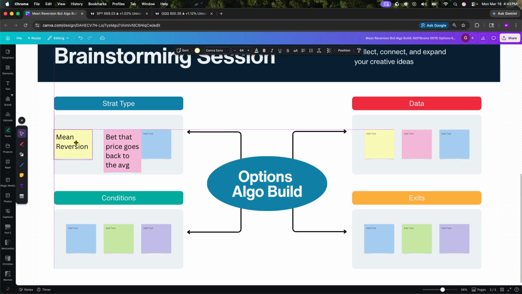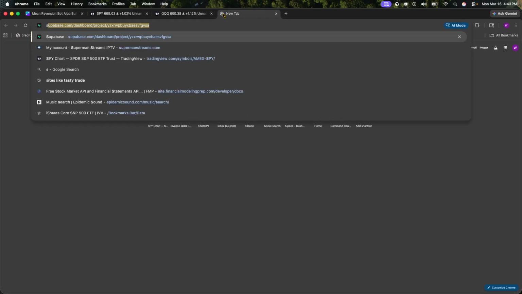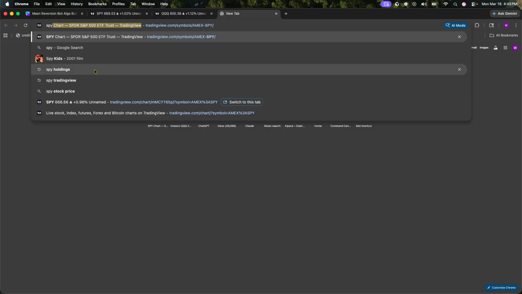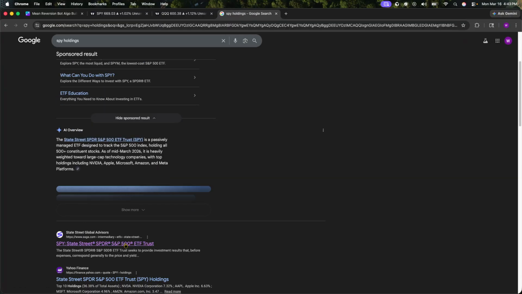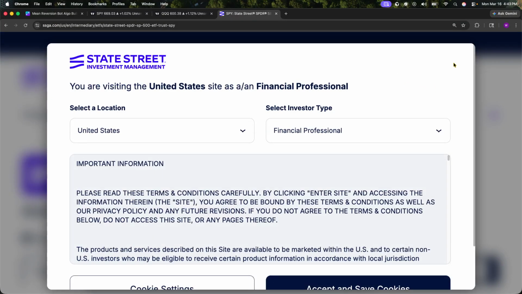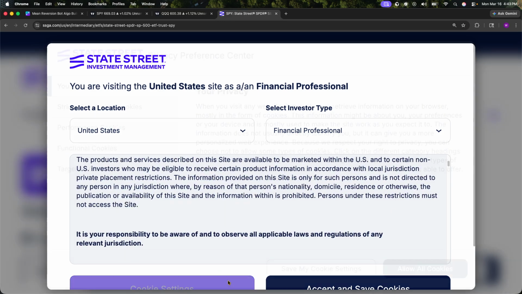So we're going to be creating a mean reversion strategy using the S&P 500, and the S&P 500 is the top 500 companies within the New York Stock Exchange, right? Now, I know I keep saying the top 500 companies, but let's go look at the holdings so we can see some of this.